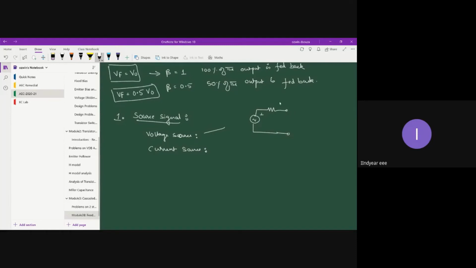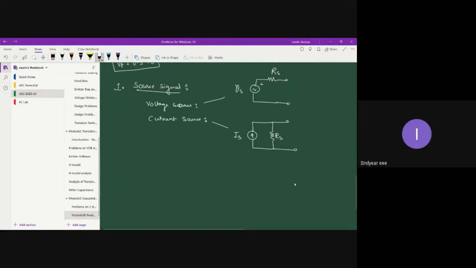The series resistance of the source and the potential of the source. On the other hand, if a current source is given, then the current source representation will be done something like this. So very simple. You can have two types of signals, either a voltage source or a current source. Next we have the comparator block.